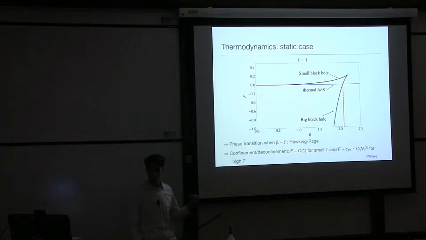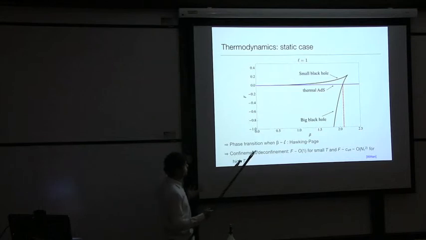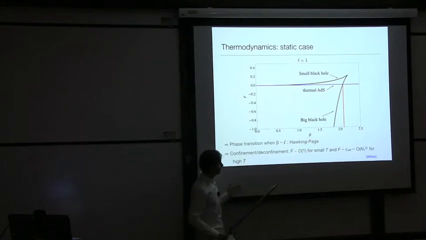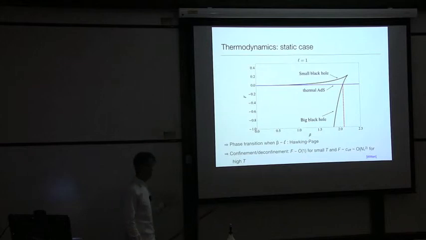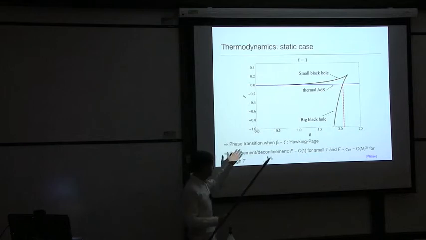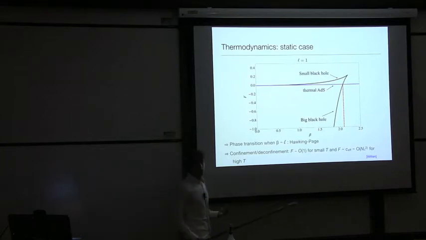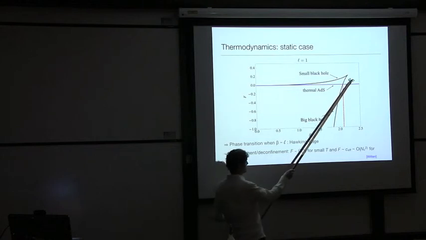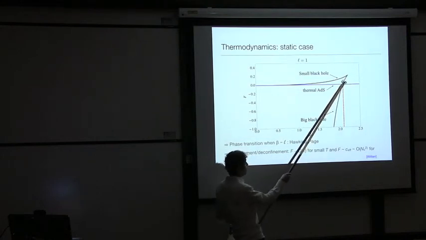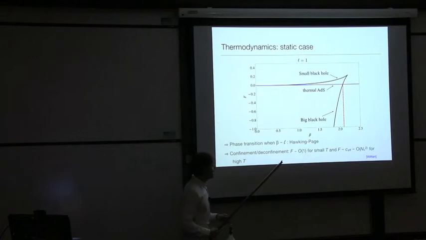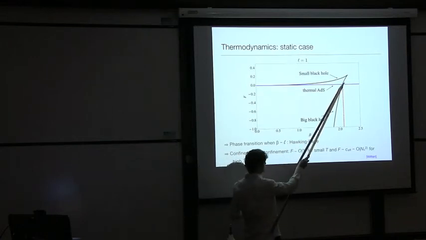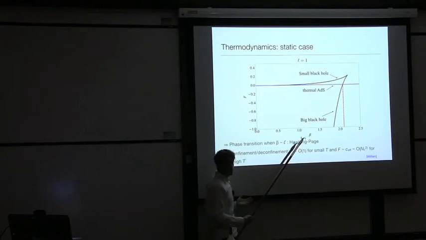Let me first remind you about the thermodynamics of black holes in AdS in the static case, so no rotation. In the static case, if we plot, say, the free energy against inverse temperature, it is well known that at sufficiently low temperatures, the only solution to the Einstein equations, within this symmetry class, is just thermal AdS. As you increase the temperature, at some point you start having black holes. So black holes only exist in the static case above a certain temperature, and above a certain temperature, this temperature here, the black hole phase is the dominant one.